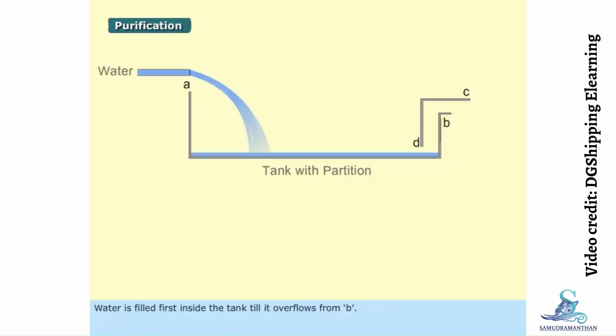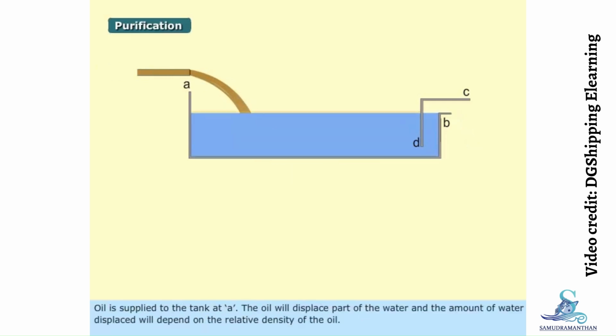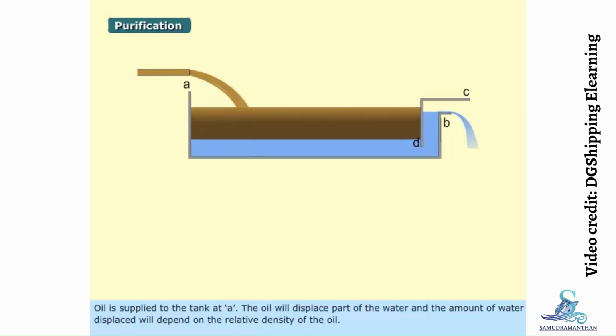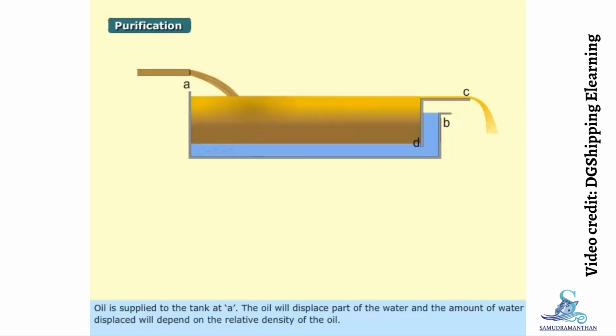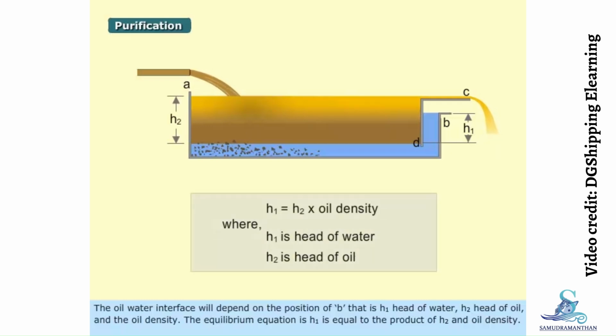Water is filled first inside the tank till it overflows from B. Oil is supplied to the tank at A. The oil will displace part of the water, and the amount of water displaced will depend on the relative density of the oil. The oil-water interface will depend on the position of B, that is H1, head of water, H2, head of oil, and the oil density. The equilibrium equation is H1 is equal to the product of H2 and oil density.